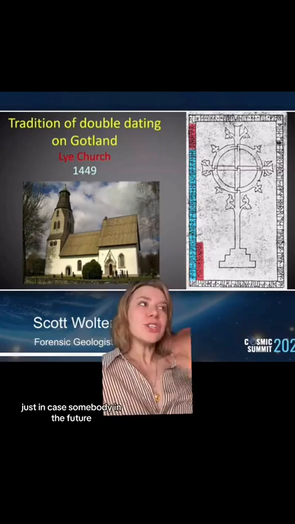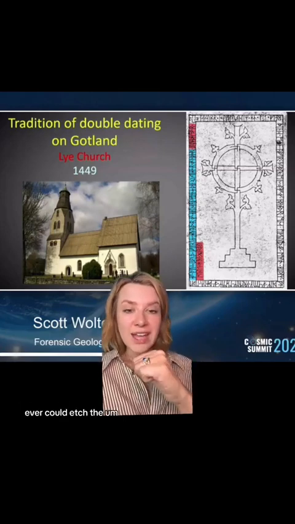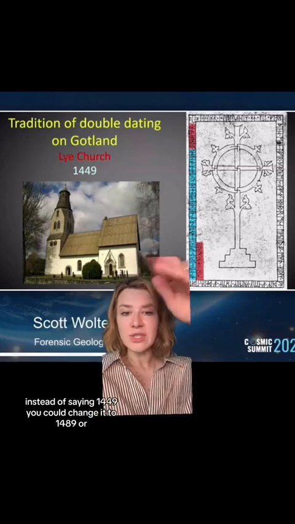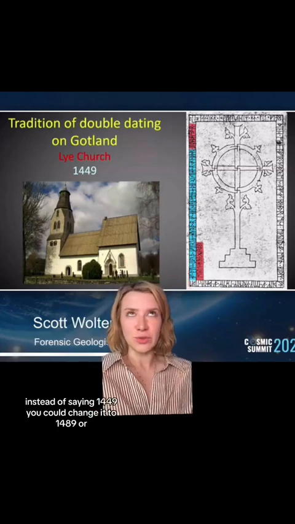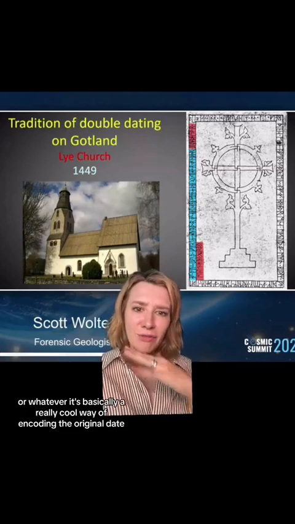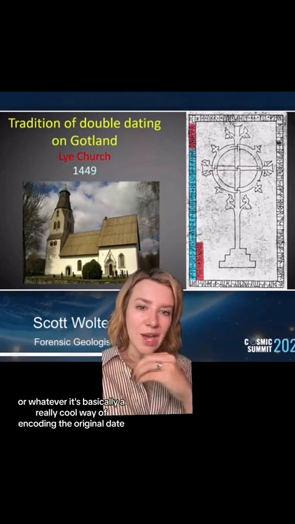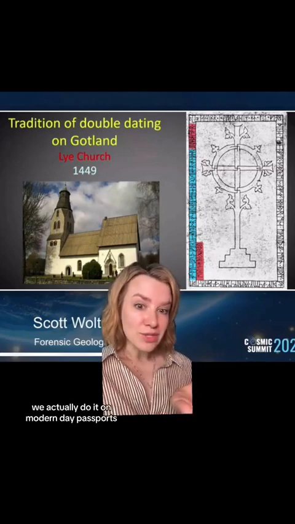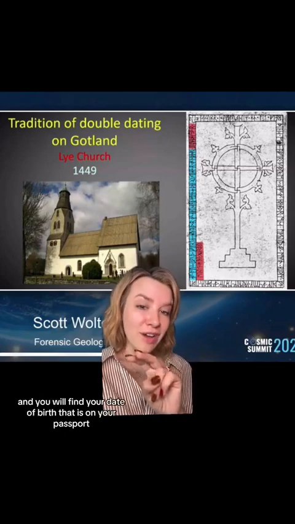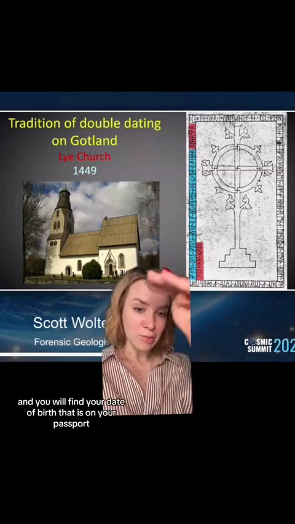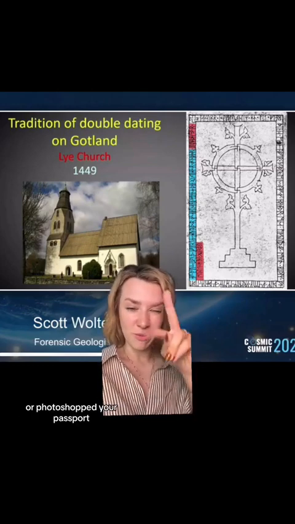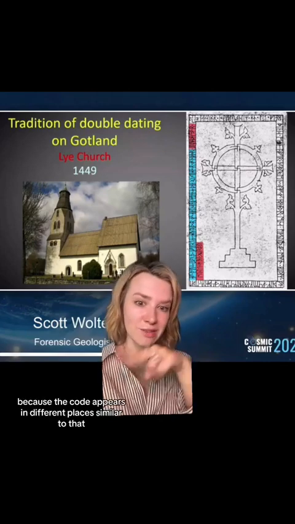Why would you need to do that? Just in case somebody in the future could etch the date and change it, so that instead of saying 1449, you could change it to 1489 or whatever. It's a really cool way of encoding the original date. We actually do it on modern day passports. If you've ever noticed, at the bottom of your passport there is a line of code, and your date of birth is also included in that line of code. It's a way to work out whether or not you faked or photoshopped your passport, because the code appears in different places.